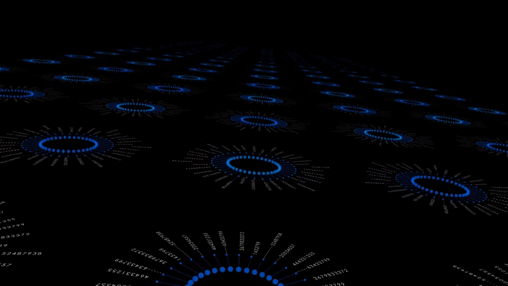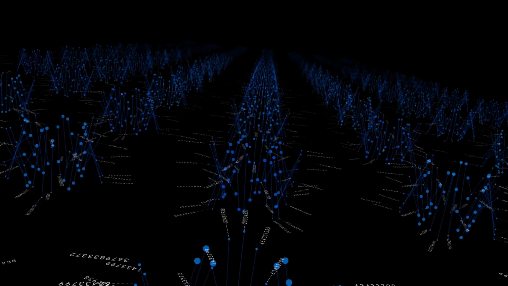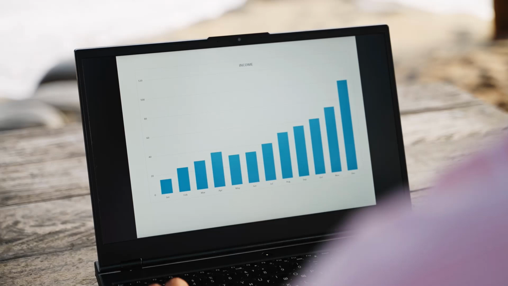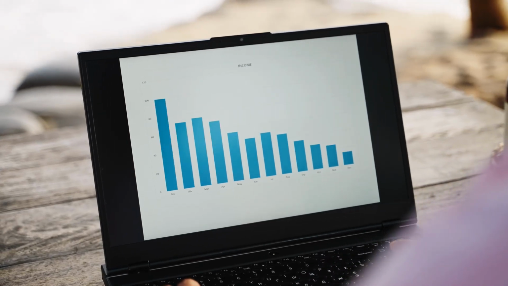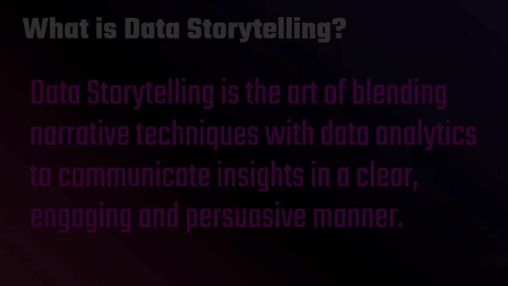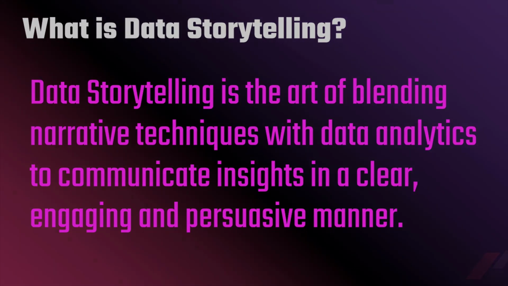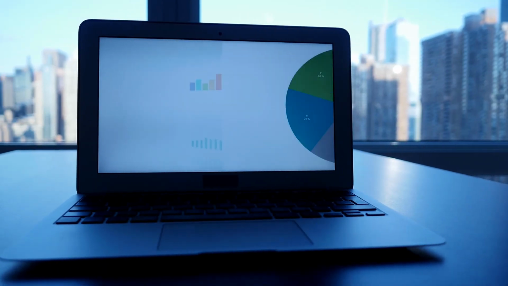In today's digital landscape, data is everywhere, but raw data alone isn't enough to make an impact. To truly reach your audience, data must be transformed into an interesting narrative. This is the essence of data storytelling. Data storytelling is the art of blending narrative techniques with data analytics to communicate insights in a clear, engaging, and persuasive manner. And it's not just about charts and numbers.